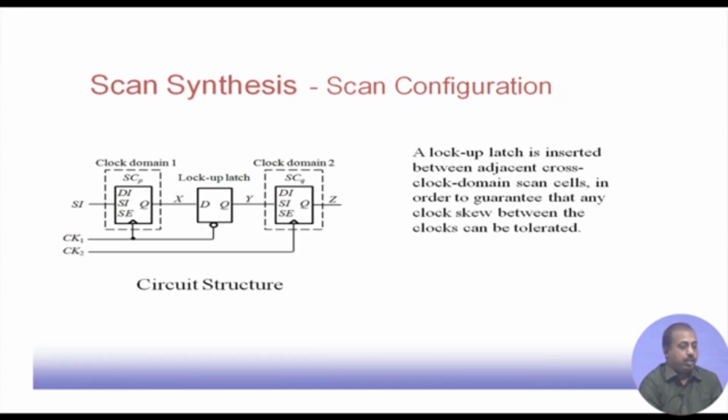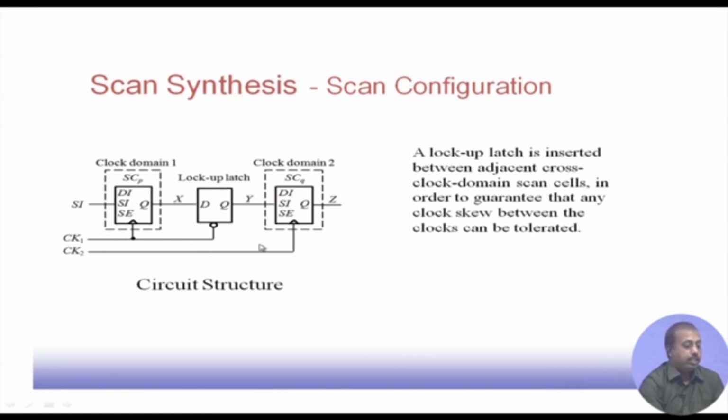Then comes the case where there are two different clock domains, like this is domain 1 and this is domain 2. In between we need to put a lockup latch. A lockup latch will be inserted between adjacent cross clock domain scan cells, in order to guarantee that any clock skew between the clocks can be tolerated. If clock 1 is driving this clock domain and clock 2 is driving this clock domain, it may so happen that there is a skew. Over time, the time difference between clock 1 and clock 2 changes.